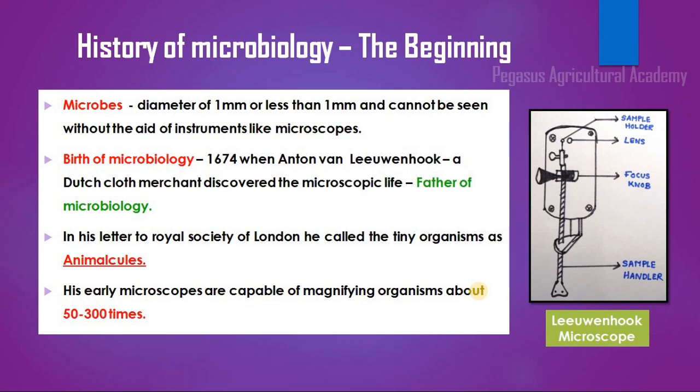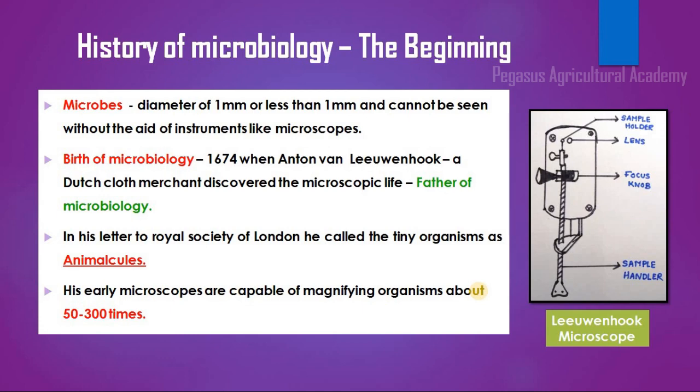The discovery of the microbial world started with the discovery of the microscope by Anton van Leeuwenhoek. Anton van Leeuwenhoek was just a cloth merchant. He was not a scientist. In earlier years, cloth merchants used to have some kind of magnifying lens so that they could see the quality of the cloth, and also the texture and the fineness of the cloth. One such person was Anton van Leeuwenhoek. He prepared his own lenses.